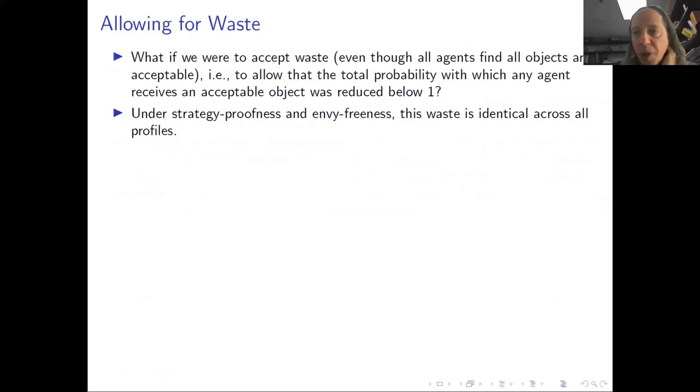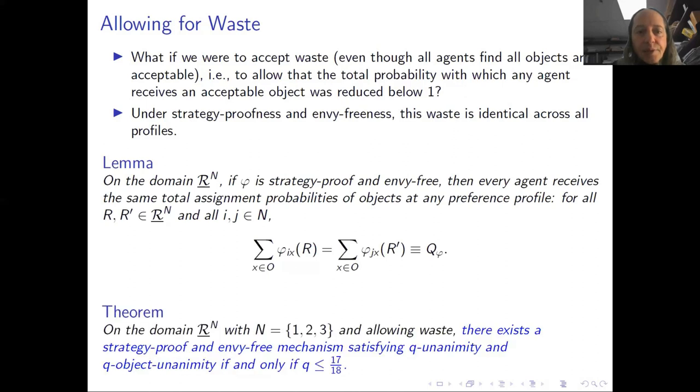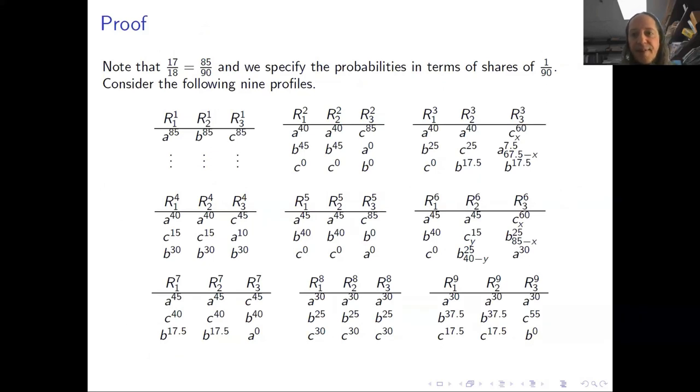Maybe I will mention one other thing we did in our paper. We also allowed some objects to be thrown away. So even though everybody ranks all objects as acceptable, I might not assign all objects. And then actually you can increase the Q unit. You're able to find a mechanism which is strategy-proof and envy-free, and which satisfies Q unit with Q equal to 17 over 18, which is greater than 2 over 3. Okay, and that's it from my side. So I was able to present two papers.